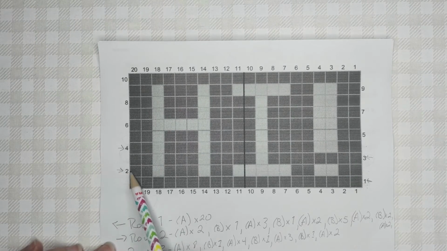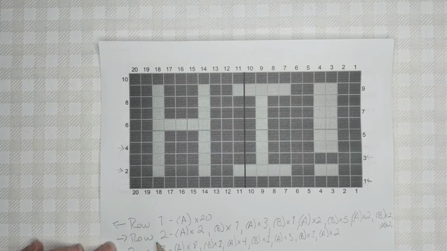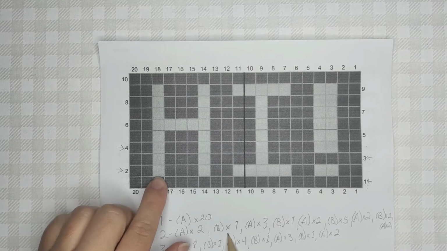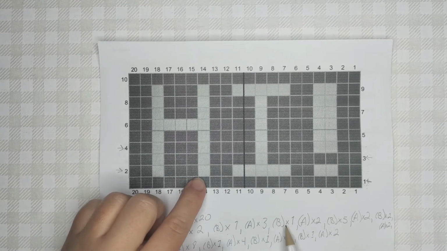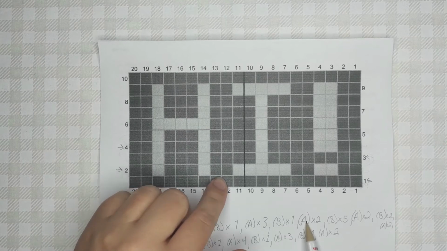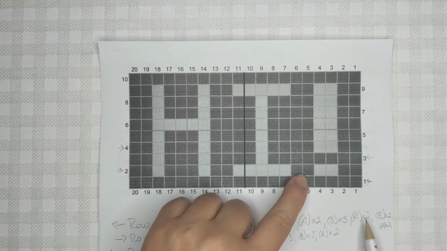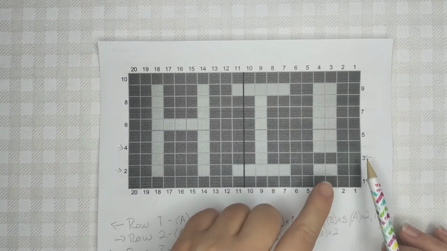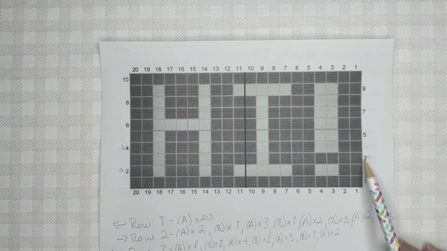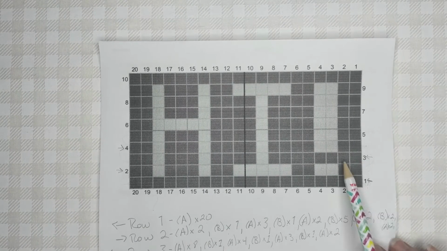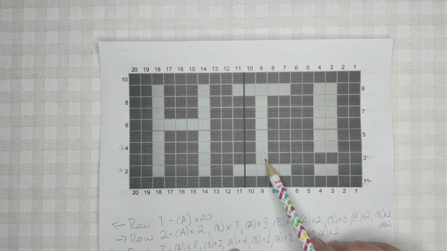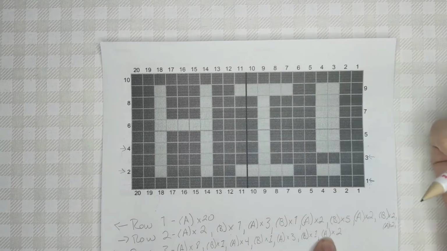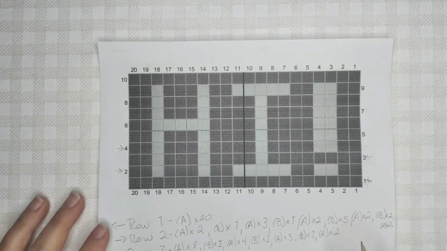Then when we move to the next row, we're going left to right. So in this row, row 2, we have A times 2, B times 1, A times 3, B times 1, A times 2, B times 5, A times 2, B times 2, and A times 2. I ran out of room. So then we move up to row 3, we're going to be going right to left. That's going to be A times 8, B times 1, A times 4, B1, A3, B1, and A2. So hopefully you kind of get the gist there.